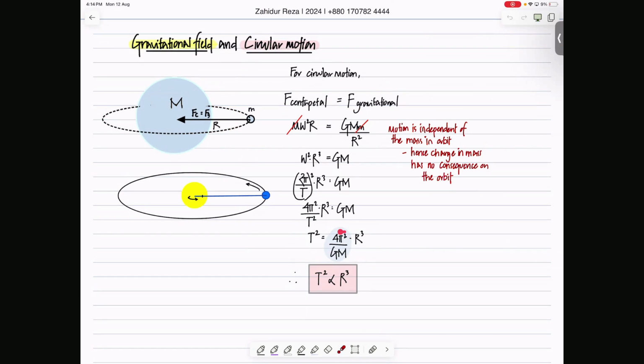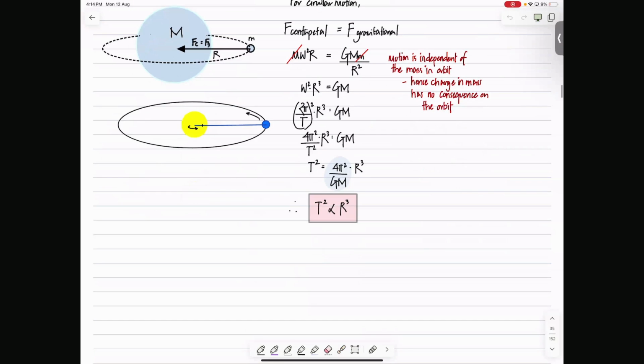Here, 4 pi squared over GM is a constant. So therefore, this is the time period relationship. When you're doing your calculation, you'll use this equation here, and this is the relationship. This relationship is partly responsible for the orbit being what in nature?